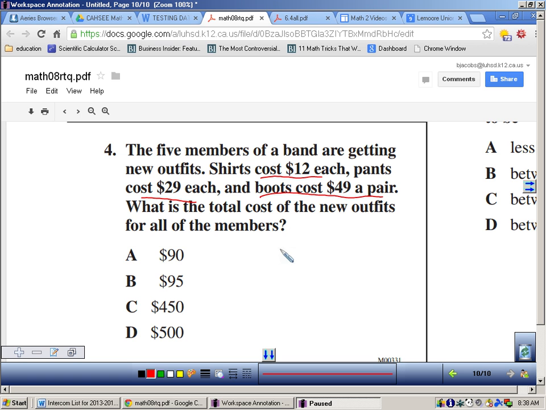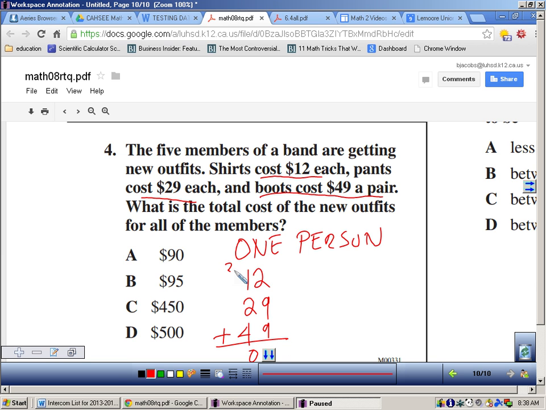For 1 person, the total cost, here we go, let's figure this out. For 1 person in the band, your total cost is going to be what? $12 plus 29 plus 49. Adding that up, we end up with 9 plus 9 is 18. 1 plus 9 is 10, plus 2 is 12, 1920, so it's 20. Carry the 2. 2, 1 is 3, 5 and 9. So it's $90 for 1 member. So 1 person costs $90 for an outfit.